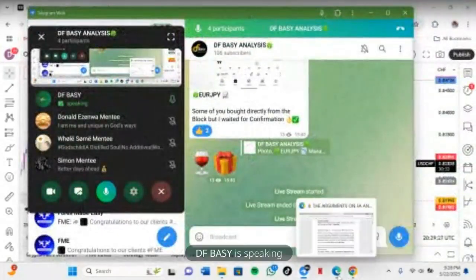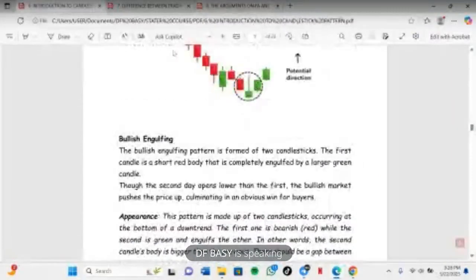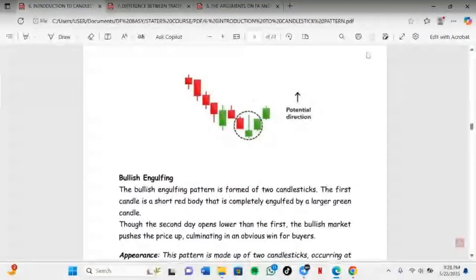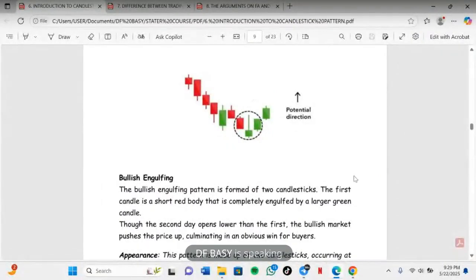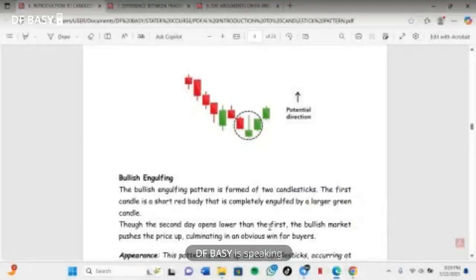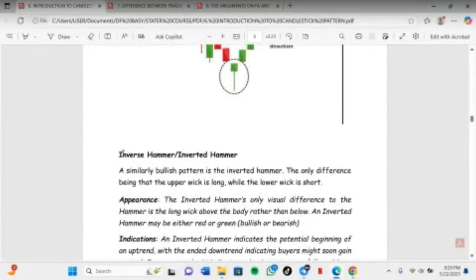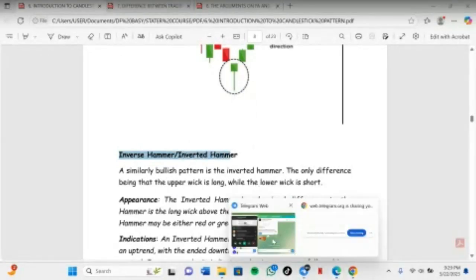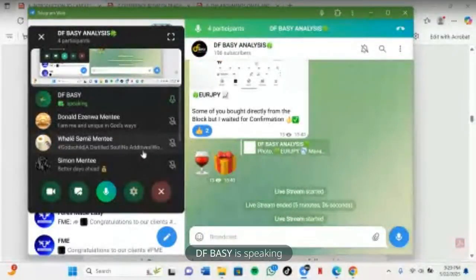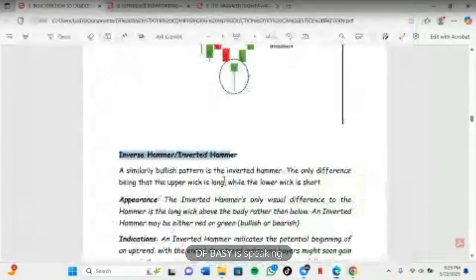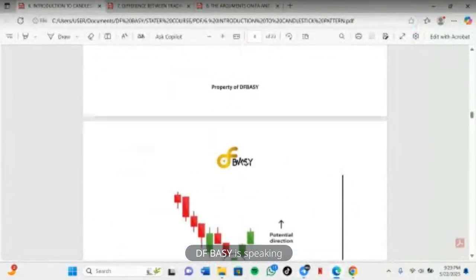So yesterday we were talking about types of candlestick patterns, and we stopped at hammer, right? We stopped at hammer. Hope you guys can hear me. Are you guys with me? Yes, I can hear you. Okay, very well. So we're talking about types of candlestick patterns, right? So we talk about the hammer.